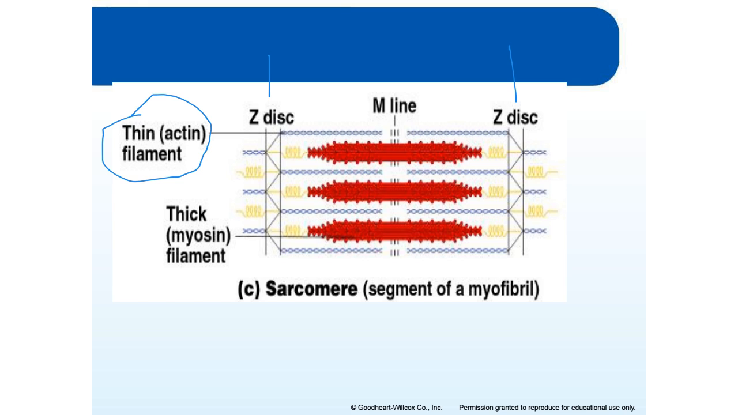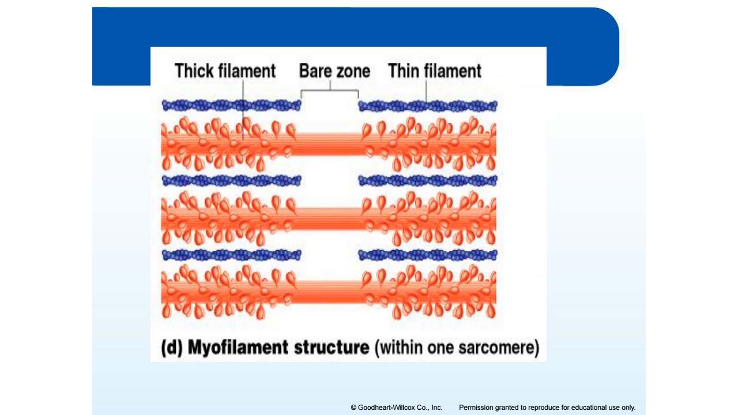There's your M line, and then this area right here is the H zone or the bare zone. And so from here to here, oh, there we go. From there to there would be an A band, right, containing both actin and myosin. And then crossing the Z disc there would be an I band containing actin only. And that's where we get those striations from on the muscle cell.